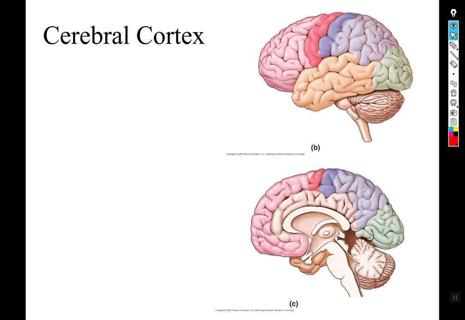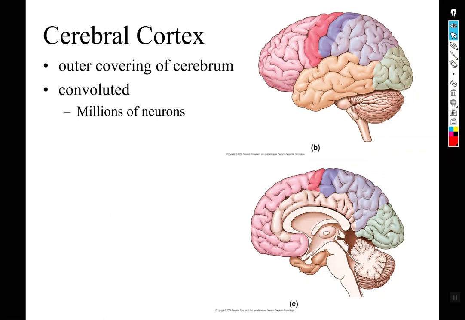Okay, so here we have the cerebral cortex. This is the outer covering of the cerebrum. There's a slide a little bit later where I'll show you a section of the brain that's coronally sectioned, so it's sectioned like this, and I'll show you a little bit more about the cortex then. So it's convoluted, meaning wrinkled.